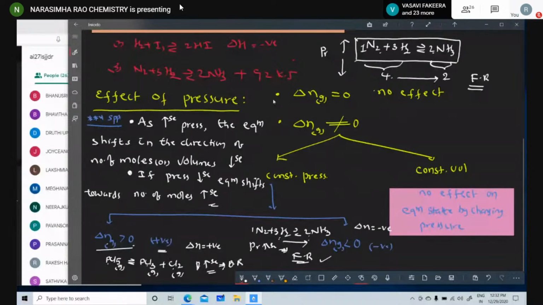2 to 4, sir. Backward reaction. Yes, backward reaction. Pressure decrease, pressure increase. Children, anybody doubt? Children, tell me, anybody doubt?